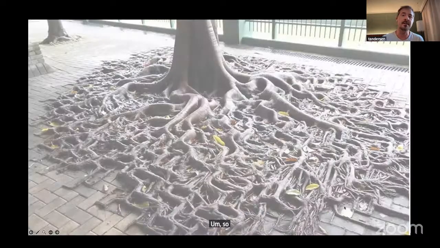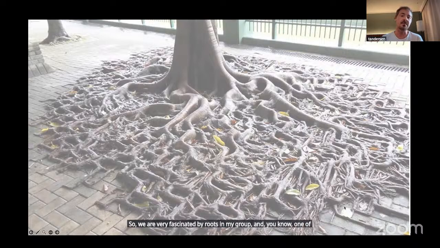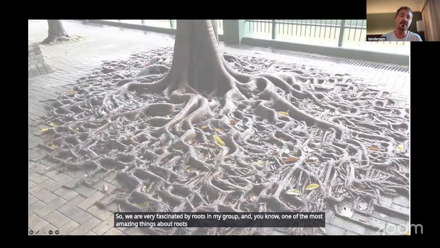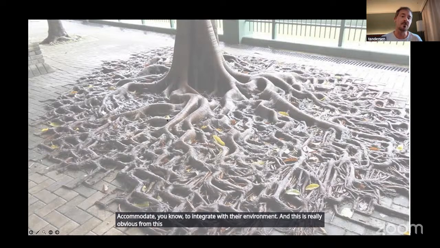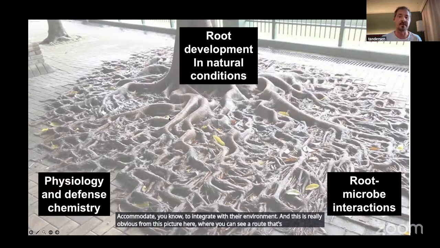So we are very fascinated by roots in my group, and one of the most amazing things about roots, or plants as such, is that they don't really have any shape. In contrast to us, who are kind of boring when it comes to shape, plants adapt to their environment and just get the shape they need to integrate with their environment. And this is really obvious from this picture here, where you can see a root that's adapting to its environment.